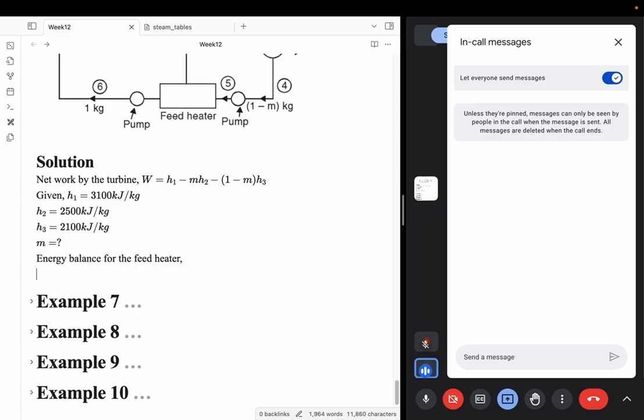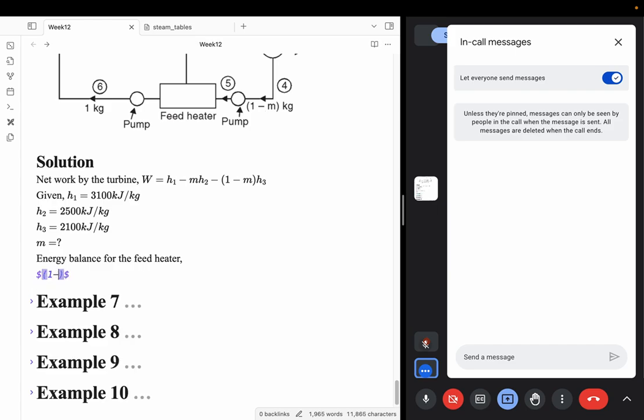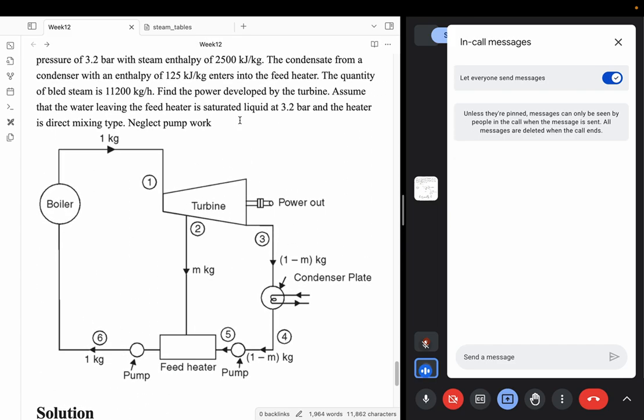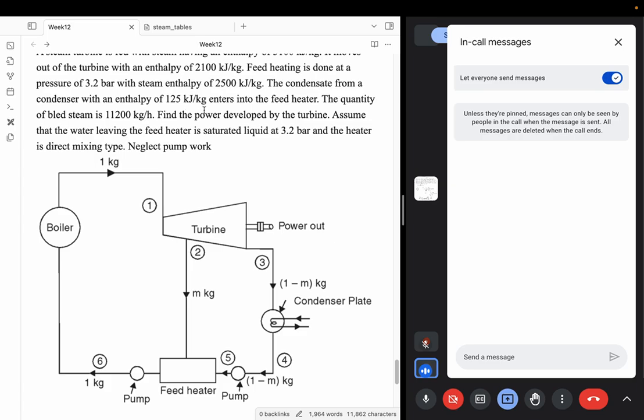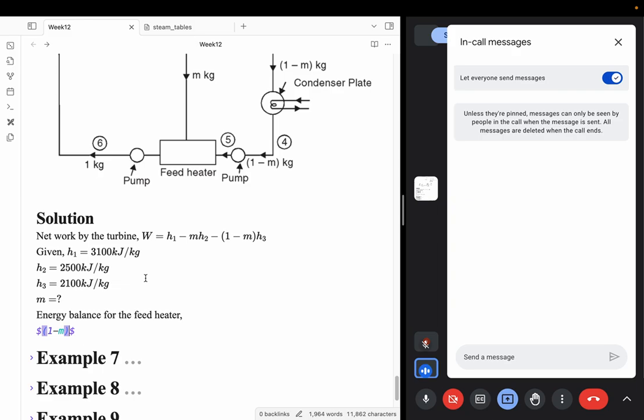what you have is, let's say, for the unit mass of your output, the net change is 1 minus m coming from this, and 1 minus m is coming at an enthalpy of state 5. It is said that the outlet of the pump is the condensate from the condenser with enthalpy hf5, which enters into the feed heater. So this is in the saturated liquid state. So I will use the relation 1 minus m times hf5. This is one input.